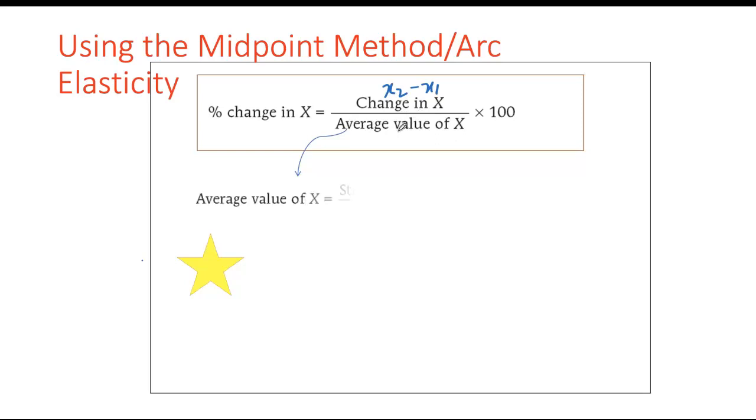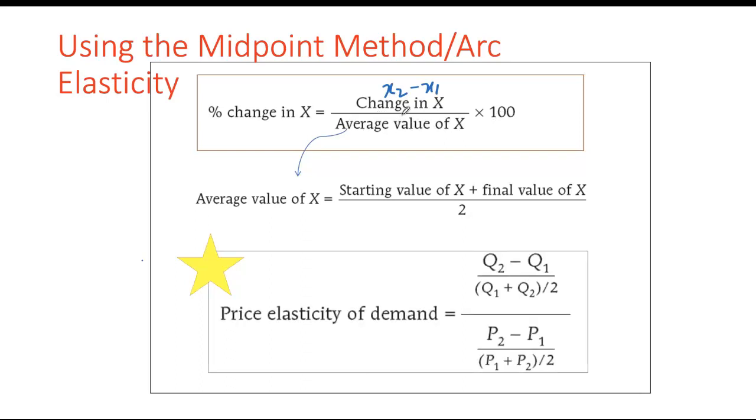How do you calculate an average value of a variable? It's simply the starting value plus the final value. So add the two numbers and divide by 2. So now your percentage change in variable x is change in x divided by the average of x, times 100. We will now use this instead of the initial value when we are calculating percentage change in quantity demanded or percentage change in price.